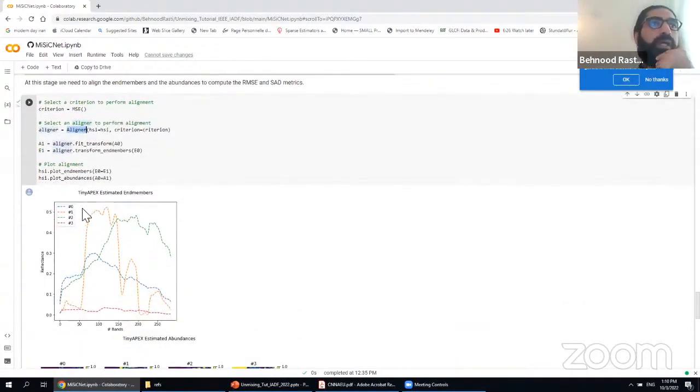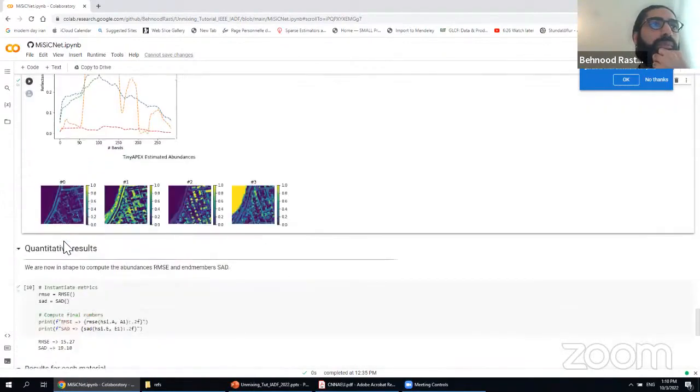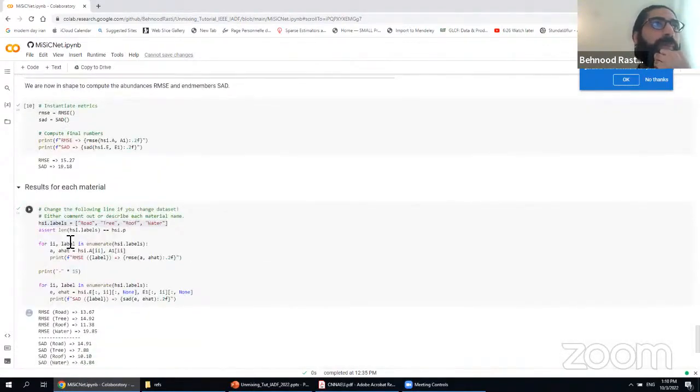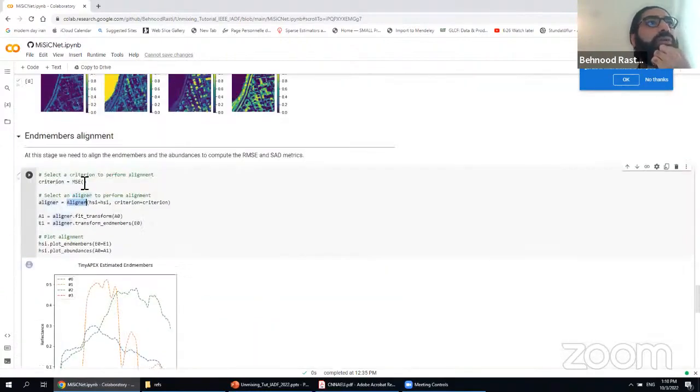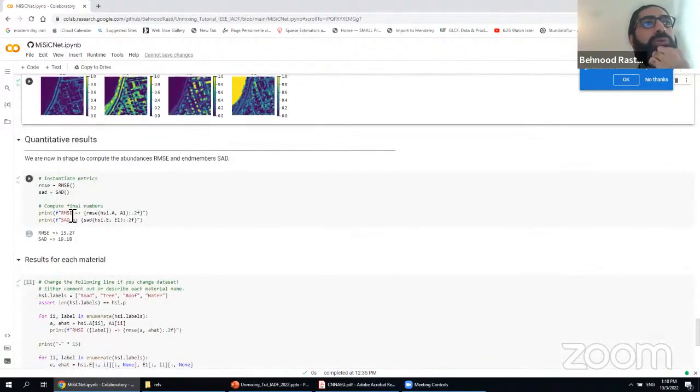This is not perfect all the time, so you want to compare visually and make sure that when you're computing the RMSE, you're computing the right abundances together. As you see, we use this aligner right before computing the RMSE and SAM.